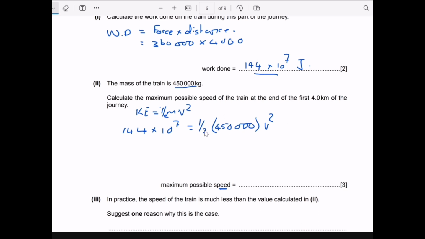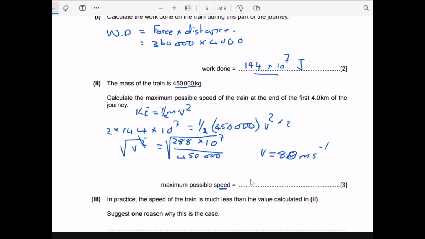If you decide to do this, I multiply by 2 there and cancel, therefore my V squared is going to be 288 times 10 to the power 7, divided by 450,000. To find V, I have to take the square root of both sides so that this will cancel. Then I put everything in the square root sign. Therefore, I'm getting V being equal to 80 meters per second. So my V is 80 meters per second.